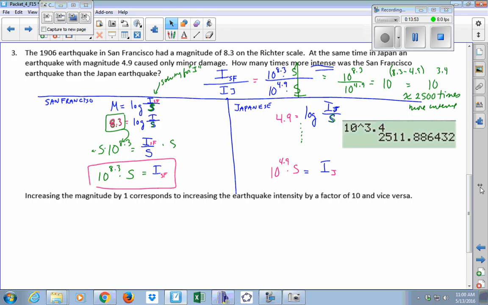So with the Richter scale, if an earthquake's magnitude increases by 1, then its intensity increases by 10, and vice versa. So if I told you one earthquake was 1,000 times more intense than another, you would say, 1,000 is 10 to the third, so their magnitudes differ by 3. This is just a nice general fact of knowledge to have.